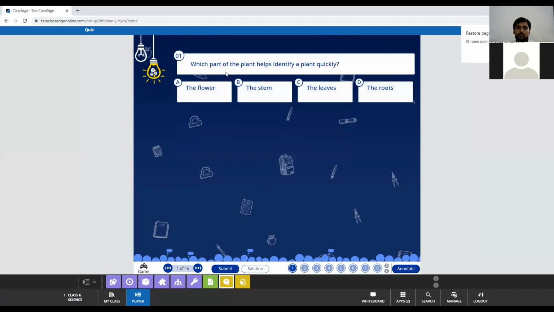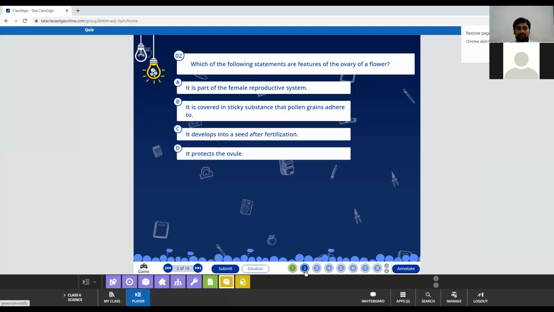Now tell me, which part of the plants helps to identify the plant quickly? Flowers, sir. Check the answer. Yes, it is correct. Now the second one.